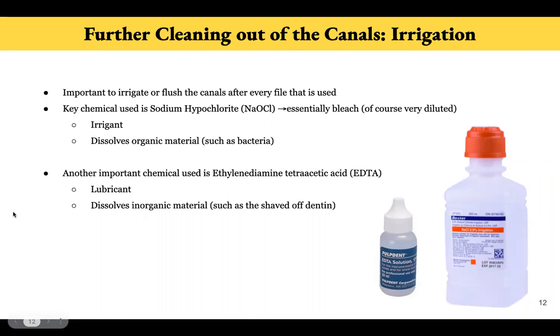And another important chemical used is ethylene diamine tetraacetic acid, or EDTA for short. It's a lubricant, part of the irrigation solution again. And this one dissolves inorganic material, such as shaved off dentin, as the files are used to clean out the pulp. Some dentin gets shaved off, and this is what dissolves it.